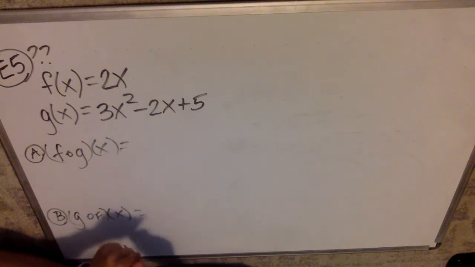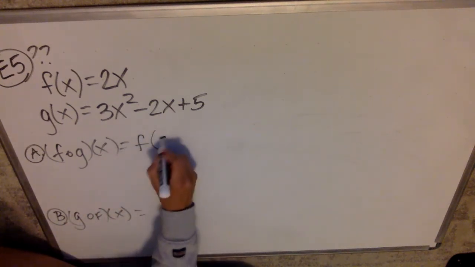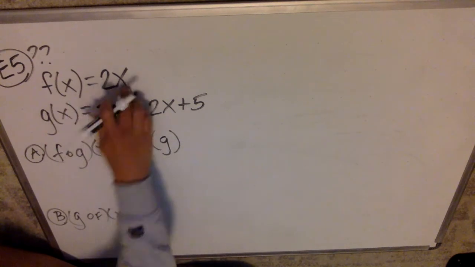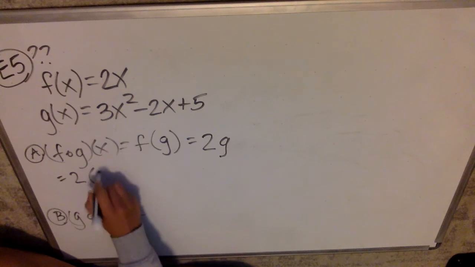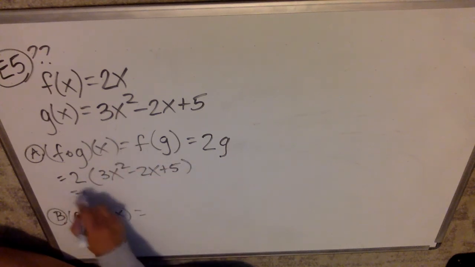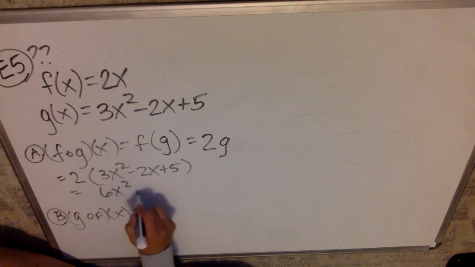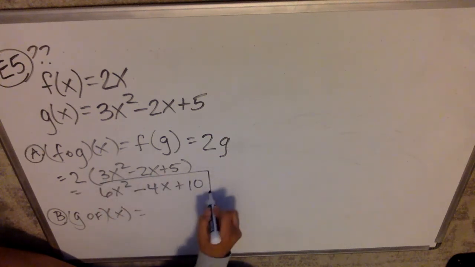So let's do f of g of x first. So this is f outside my g function, right? Well, if you look at the f function, it's 2x. So this is just going to be 2g, which means it's going to be 2 times the entire g function, right? Which means I'm going to get a 6x squared minus a 4x plus a 10.